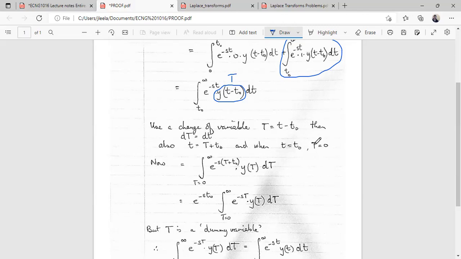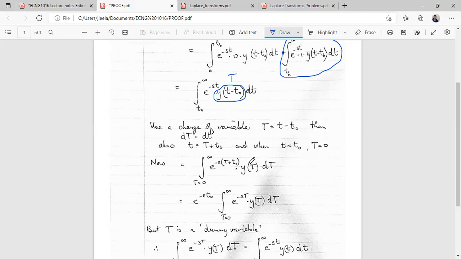So capital T is 0. Therefore, this bottom limit here, when you're dealing with a new variable, becomes 0. The upper limit, of course, is infinity: when the common t is infinity, well, infinity minus a constant is infinity. So the upper limit remains the same.